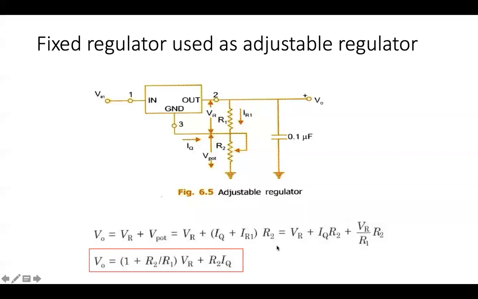V naught is equal to 1 plus R2 divided by R1 into VR plus R2 IQ. So this is how it's calculated.